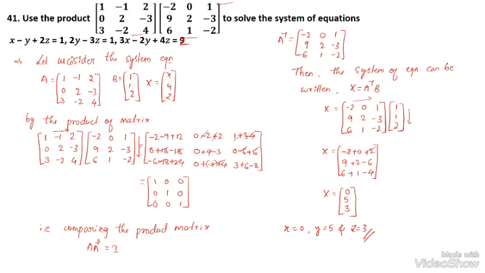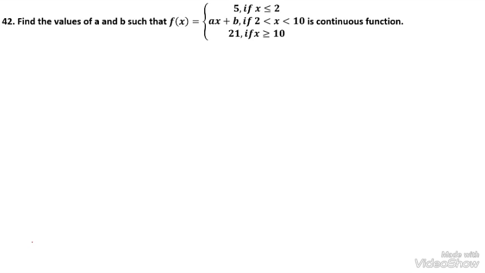Now, let's move on to question number 42. Find the values of a and b such that f of x is equal to 5 if x is less than or equal to 2, ax plus b if 2 is less than x less than 10, 21 if x is greater than or equal to 10, where f is a continuous function. Here there are two points given. We check continuity at 2 as well as at 10.